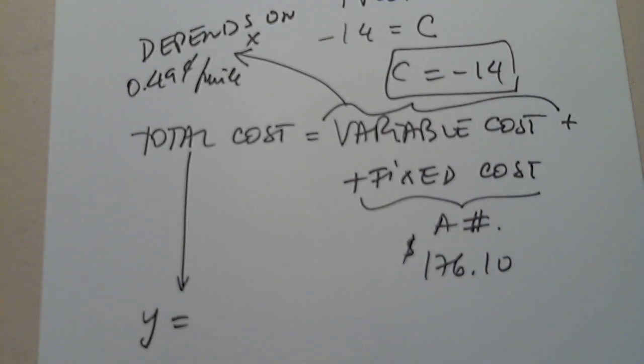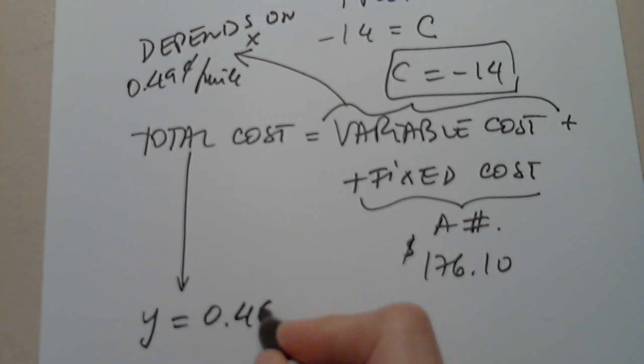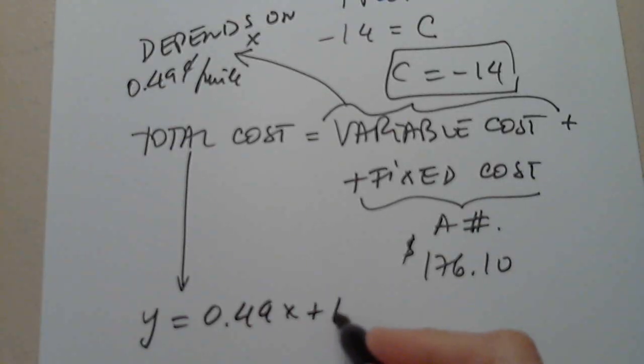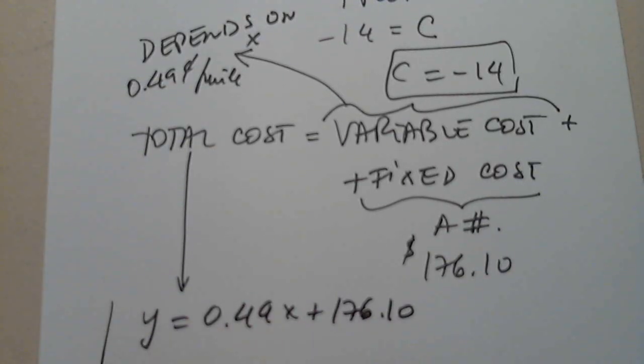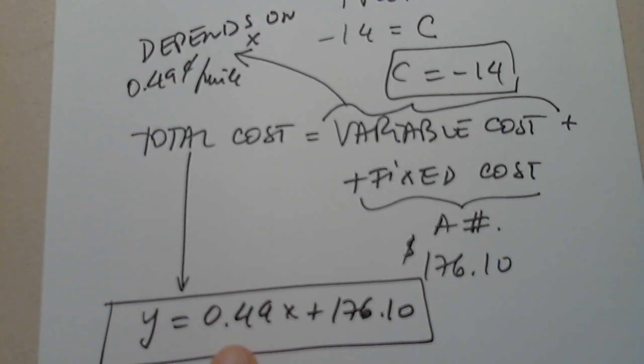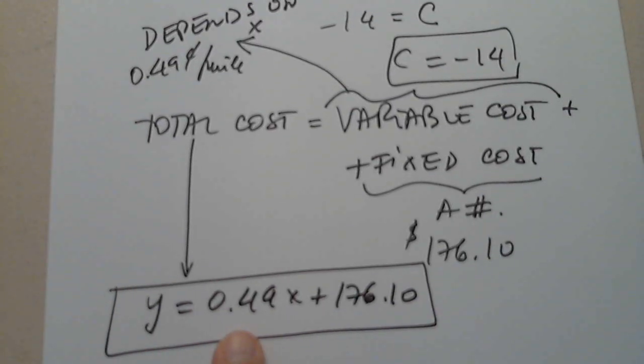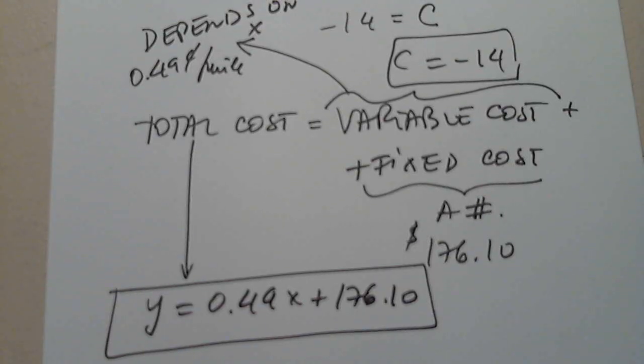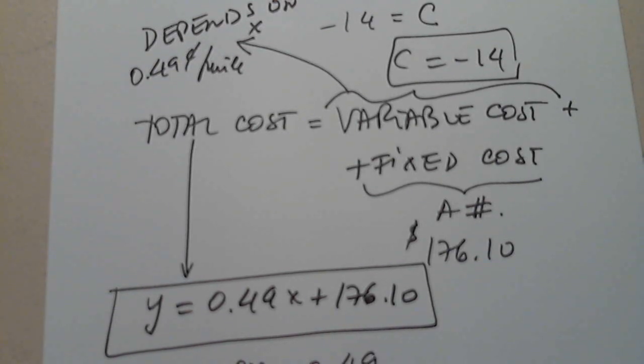How would you write an equation that represents the total cost? 0.49 x plus 176.10. This is it. So what does 0.49 represent then in this equation? Per month. There is the slope. Okay. That is the slope.